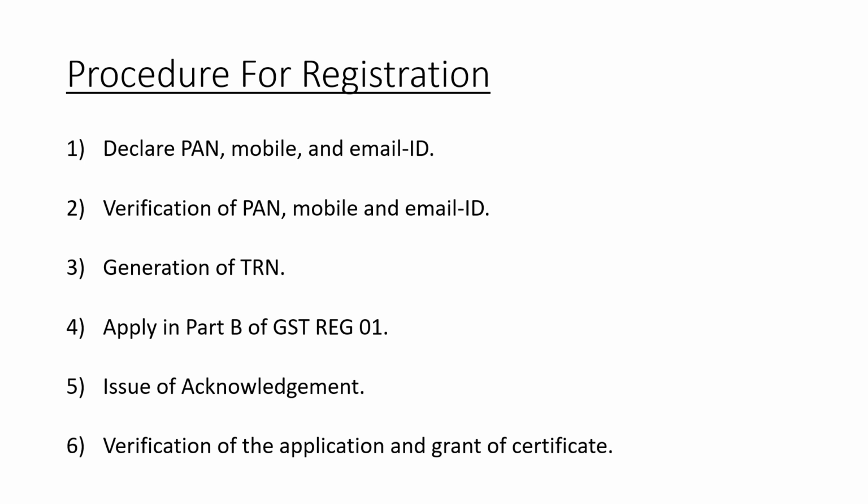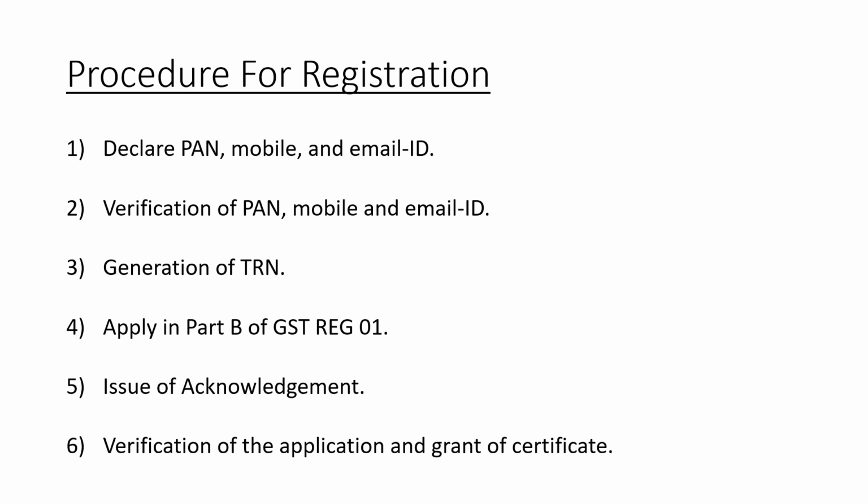Second step is verification of the PAN, mobile and email ID. Rule 8(2) prescribes the procedure for validation of PAN and verification of mobile number and email ID in the following manner. PAN is validated by online mode. Mobile number declared is verified by an OTP sent to the mobile number. Email address is verified by one OTP sent to the email address. The third step is generation of TRN. On successful verification of the PAN, mobile and email ID, a temporary reference number shall be generated and communicated to the applicant on the said mobile and email address.